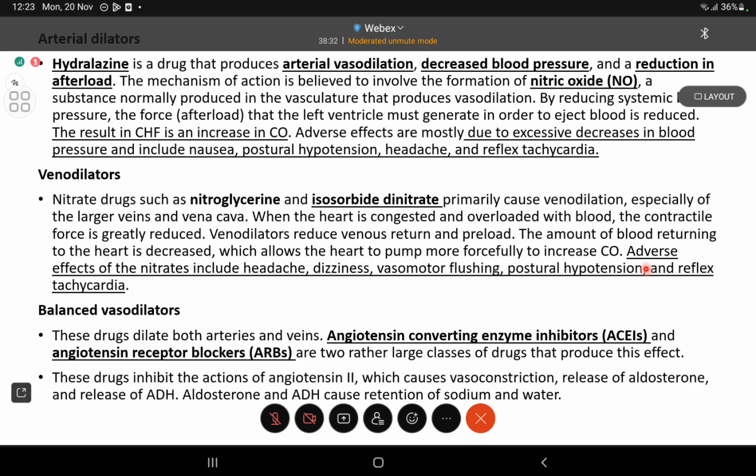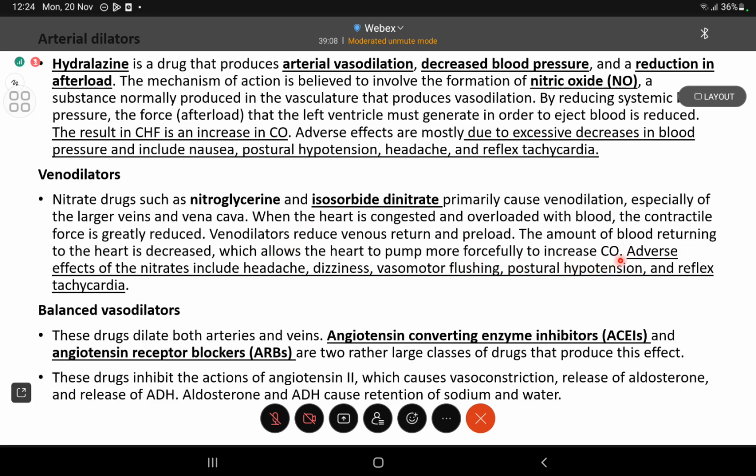So once the vein is dilated, especially the largest vein is dilated, the preload is going to decrease, meaning that your venous return is going to decrease. So the amount returning to your heart will be decreased. Sometimes you might think this is the opposite of the actual outcome that you want, isn't it?